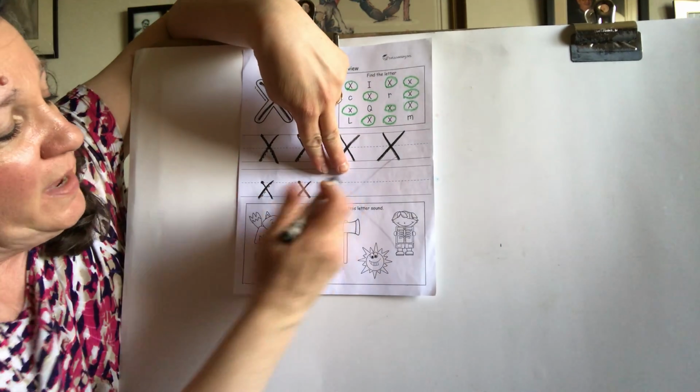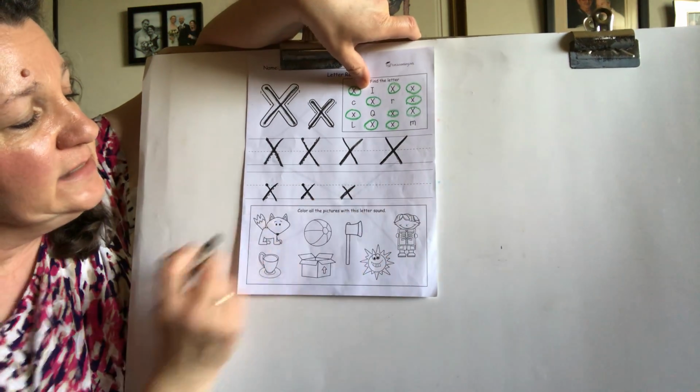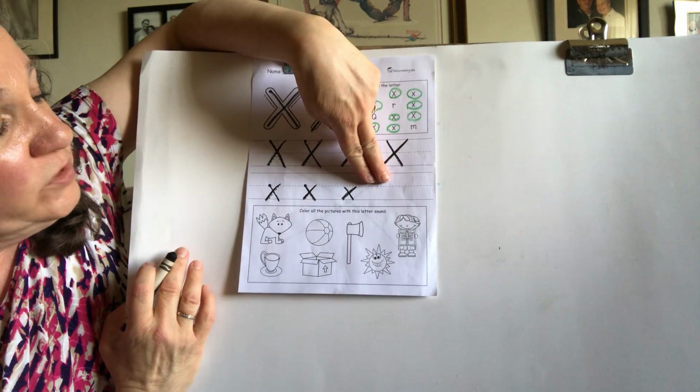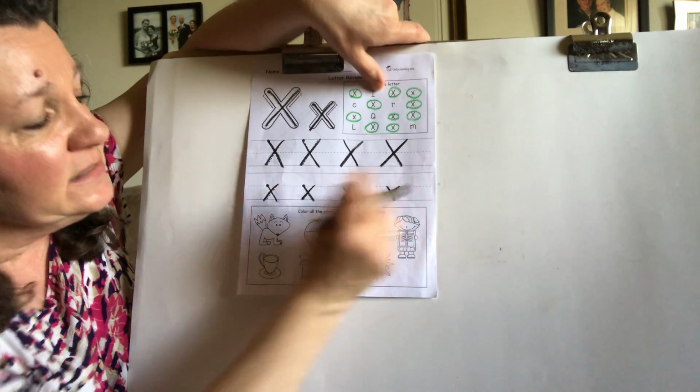Leave your 2-finger space, slant down, slant down. Okay, and one more time, leave your 2-finger space, slant down, slant down.